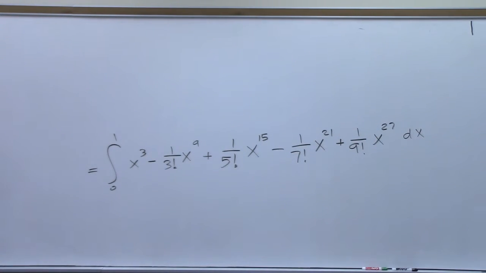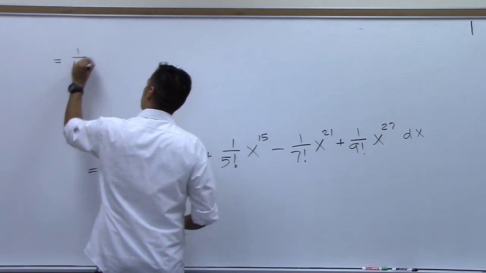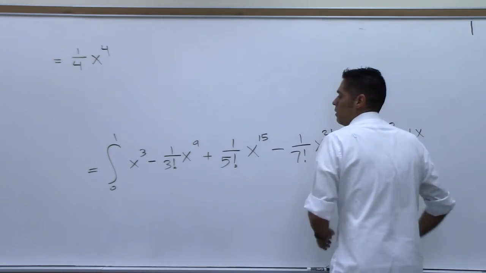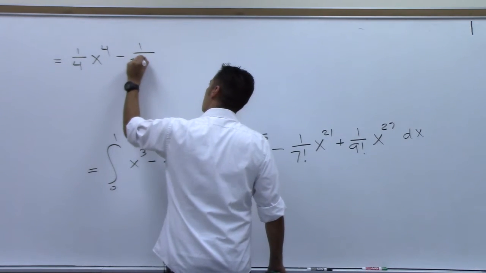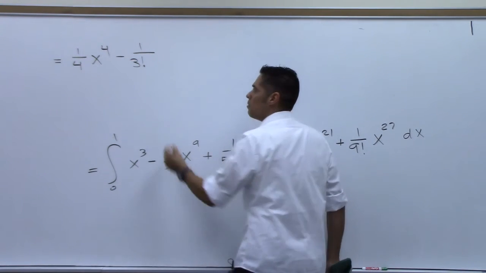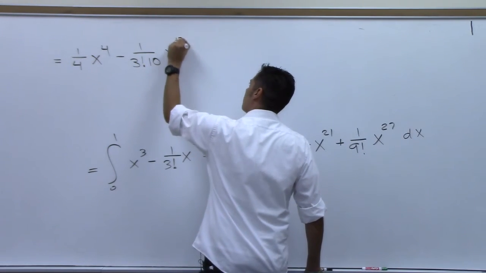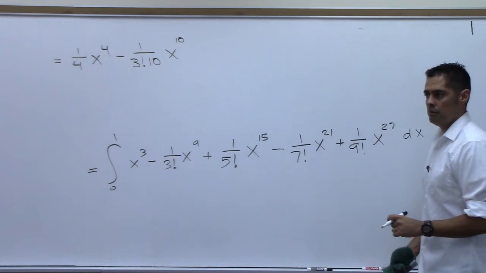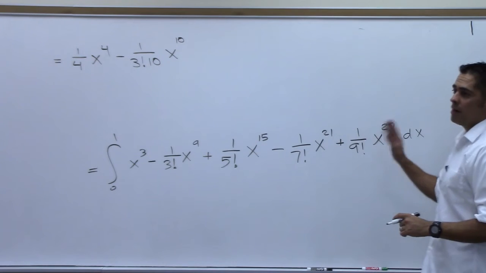And what do we get? 1/4 x to the 4th minus 1/3, or 1 over 3 factorial, and then whatever constant comes down there with it, 10. I can put the 10 in front or behind, it doesn't matter. X to the 10th. Could you put 2 times 3? Yes. 1 times 2 times 3? Yep. We're actually going to evaluate this in a second, so we're going to have to figure out what all these numbers are.